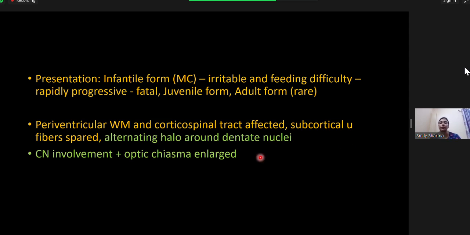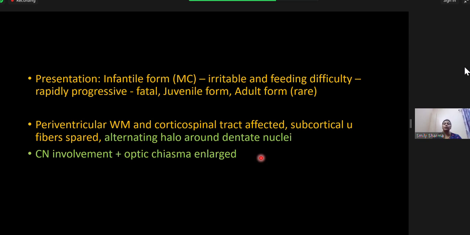Yes, sandwich sign, very good. It can be seen with Krabbe's disease. Now, cranial nerve involvement as well as cauda equina nerve root thickening and involvement can be seen in both MLD and Krabbe's disease, but optic nerve chiasma thickening is more commonly seen with Krabbe's disease as compared to MLD.